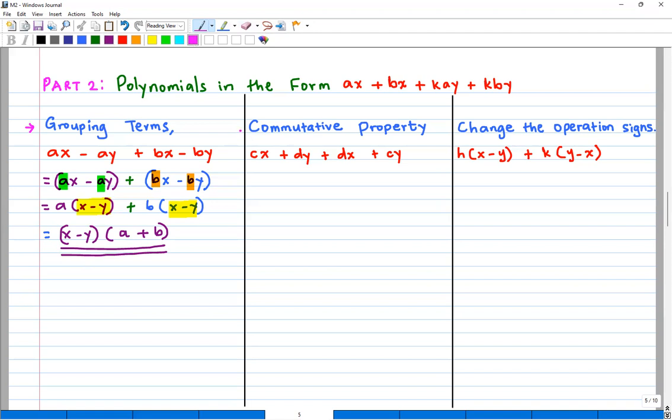Also, sometimes we may need to use the commutative property. When we use the commutative property, we make the terms that have common factors closer. We bring them nearer to each other so that we can factorize them. Once we bring them together, it is easier for us to make a group and go ahead to factorize.